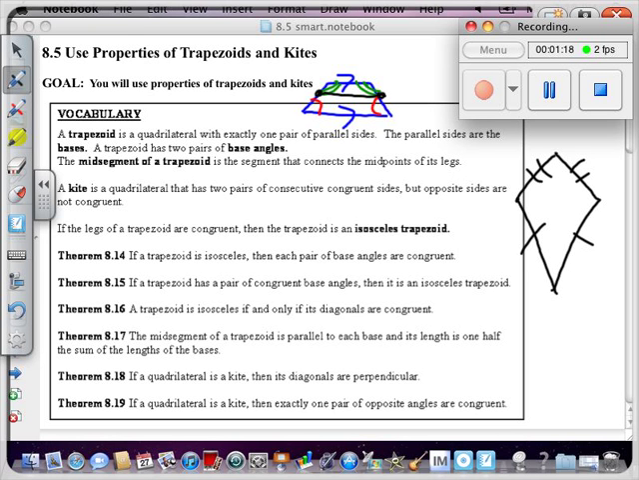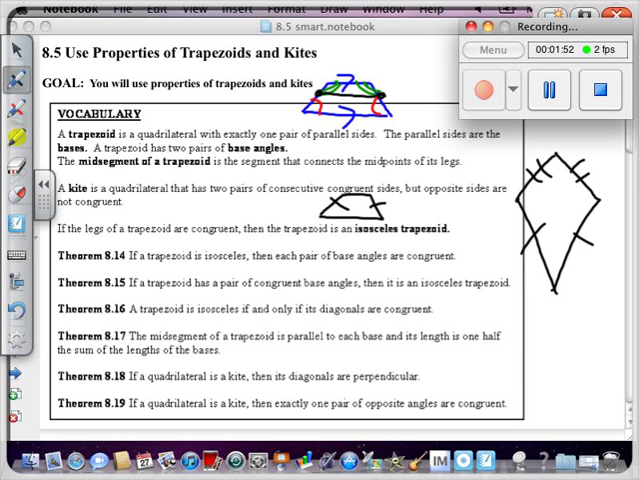If the legs of a trapezoid are congruent, the trapezoid is called an isosceles trapezoid. Okay, so if we have that the legs are congruent to each other, we know it's an isosceles trapezoid. Okay, then we've got some more theorems. If a trapezoid is isosceles, then each pair of base angles are congruent. If the trapezoid has a pair of congruent base angles, then it's isosceles. A trapezoid is isosceles if and only if the diagonals are congruent. The midsegment of a trapezoid is parallel to each base, and its length is 1/2 the sum.